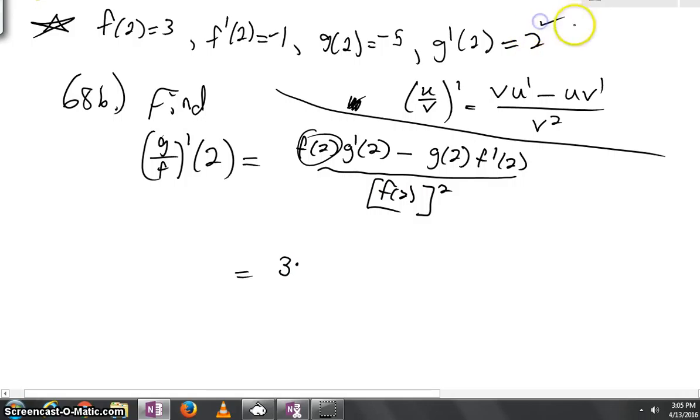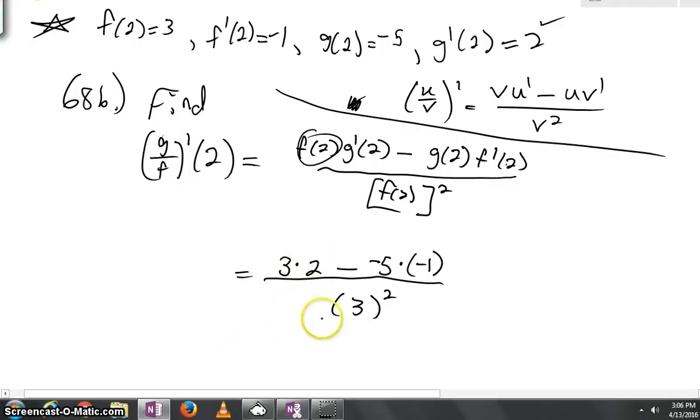Oh, that's right up here. 2 minus g of 2. What's that? Negative 5. Hey, what's f prime of 2? Negative 1. And then down below f of 2 is 3, but I better square that. Now you just got to clean it up.